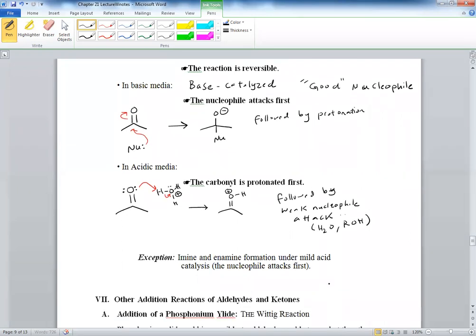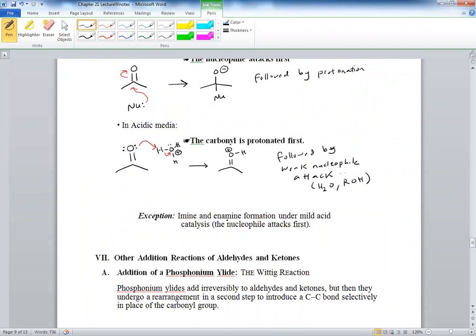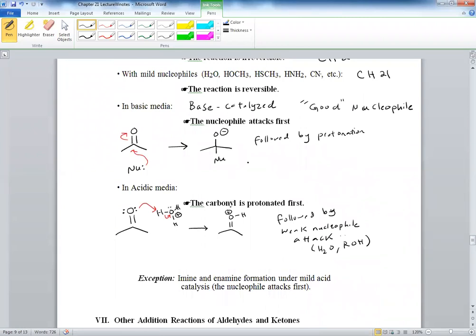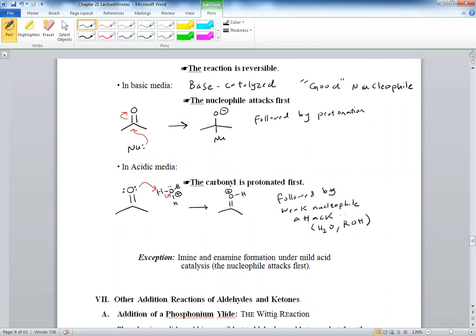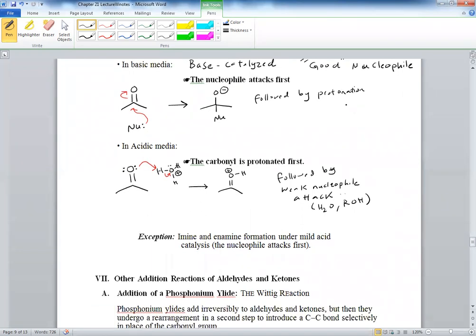However, we just talked about the exceptions in imine and enamine. We talked about at pH of 5, that ensures that protonation doesn't happen, and the nucleophile attacks first. So it's sort of like the base catalyzed mechanism, but in an acidic media. So that's a distinction we would like to make here. So make sure you're aware of those mechanism differences.